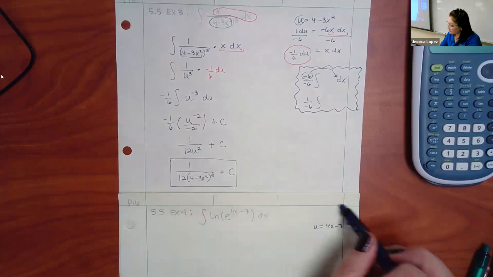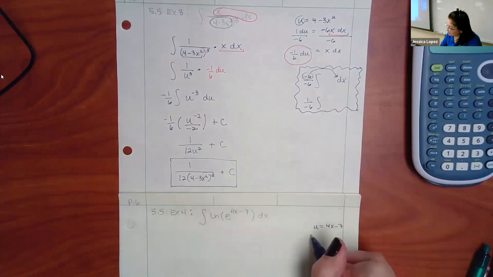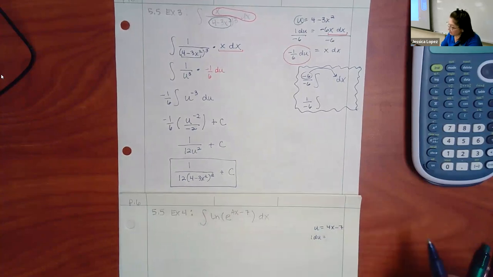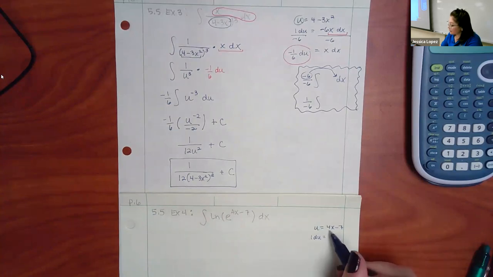And if I did that, what would be du? What would we get there if we take the derivative? What's the derivative of 4x? 4. What's the derivative of a constant? Zero. So it's just 4, and then we tag on the dx.